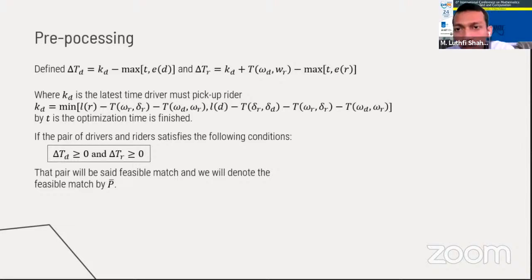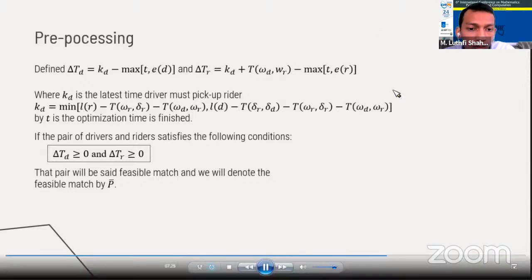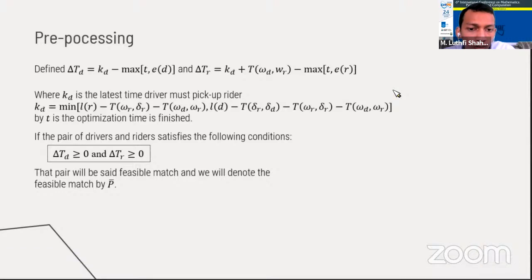Sorry, Mr. Shahrul, I think we can jump to the result section because I think the time is finished. If the pair of driver and rider satisfies the following condition, delta T_D, then that pair will be a feasible match, and we will denote a feasible match by this.